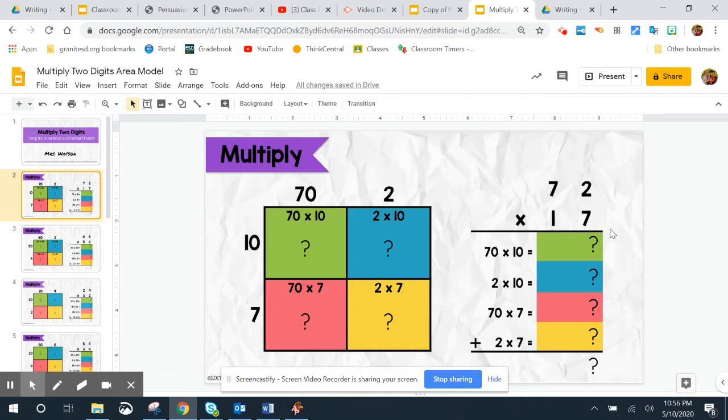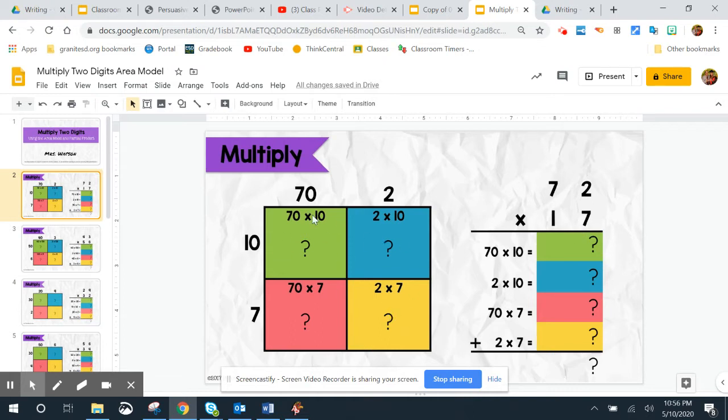Now, many of you might feel comfortable multiplying this using the regrouping method, but even some of you that think you're comfortable are still making multiplication mistakes, which is why I want you to stop doing that for just this lesson and practice our area model.